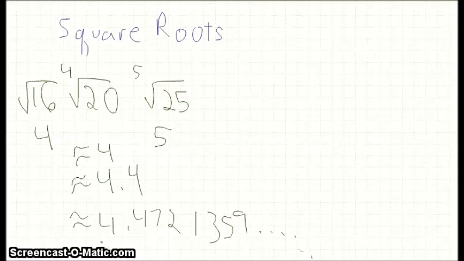And you'll notice that this number just keeps going and it doesn't really make a lot of sense. It doesn't repeat and it doesn't end. So this is what we call an irrational number. Any square root that isn't perfect, like the square root of 16 and the square root of 25, is going to be called an irrational number.